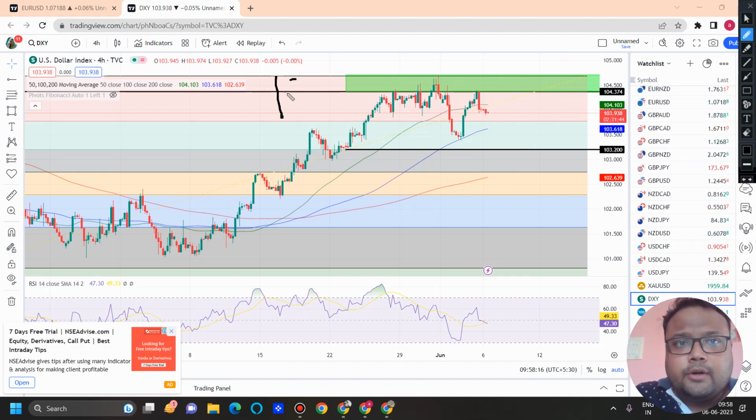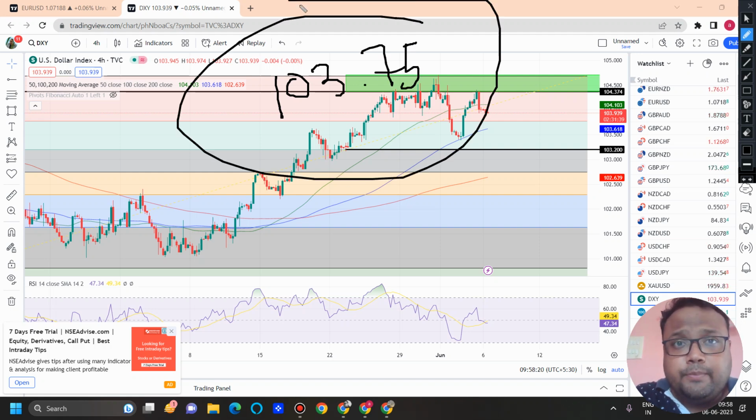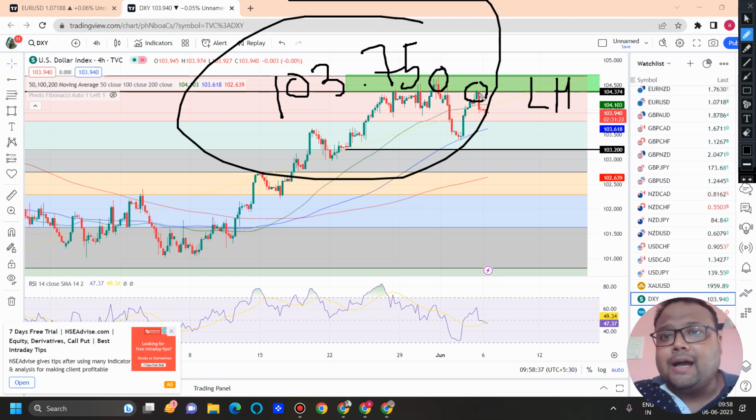So if the market wants to continue the upside, then it will have to cross 103.75. Only then will we get the confirmation that buyers are still very much present and still have the strength to take the market up. The problem right now is that though the market seems to be in an uptrend, the market made a lower high here. The lower high signifies that buyers in the market are slowly losing their strength.